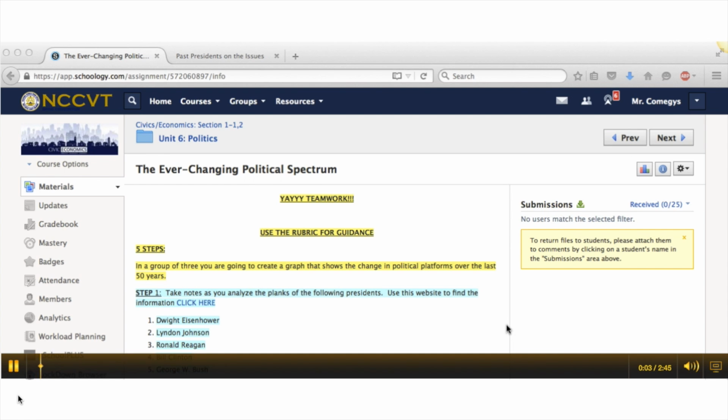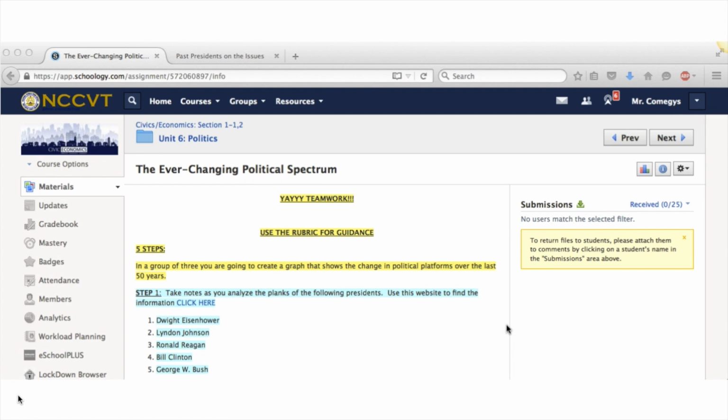In this lesson, students are going to examine why political parties change. The question I want them to focus on is, do political parties change their platforms as time goes on? Do political parties change their stance on specific issues, or do political parties change based off of society? That is something they're going to discover by analyzing 5 different presidents.